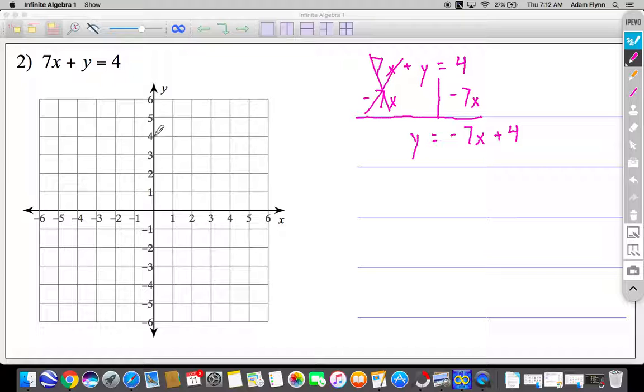So I'll start at positive 4, my y-intercept, and I'll go down 7 and to the right 1. So down 7 to the right 1. From there, we can make our line. Right about there. Okay. Again, I'll move on. Pause if you need more time.